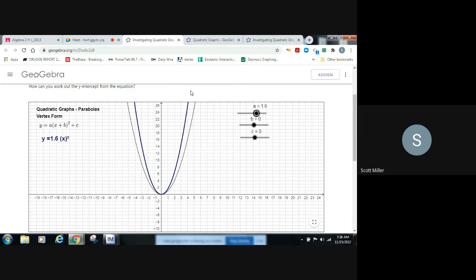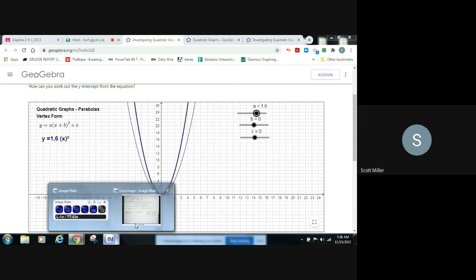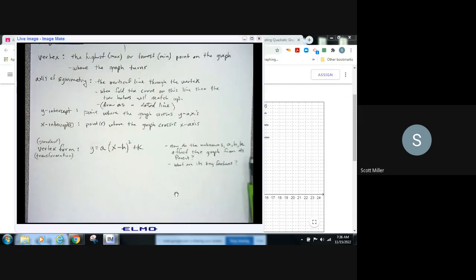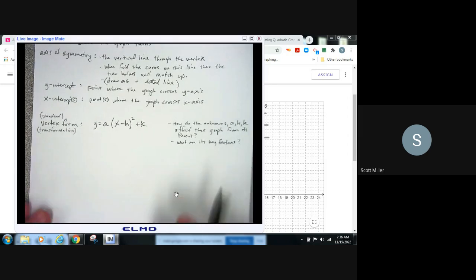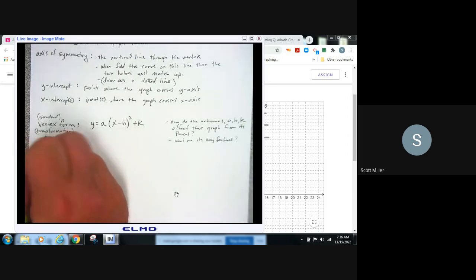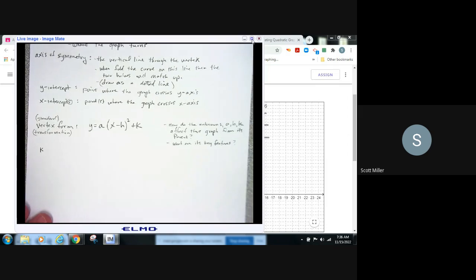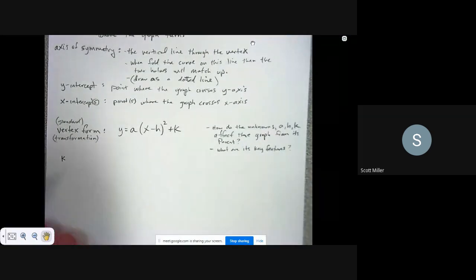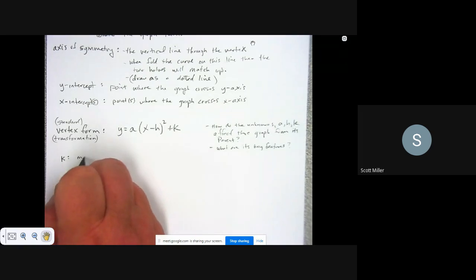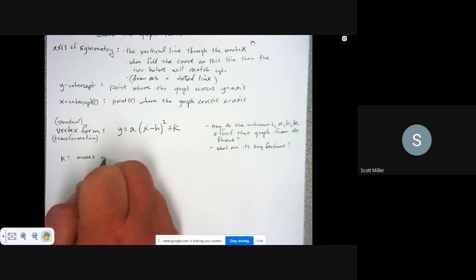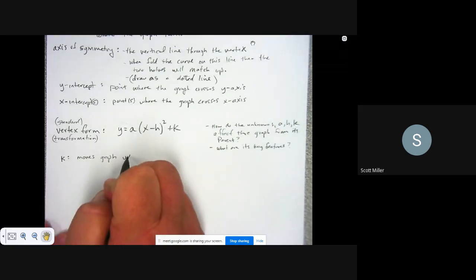Okay? So let's go back over here and take a look at it. And let's write down some of the things that we learned from that picture. So what does the K do? I'll get a little bit bigger here so you can see it. K is this number right here, and it just moves the graph up and down.